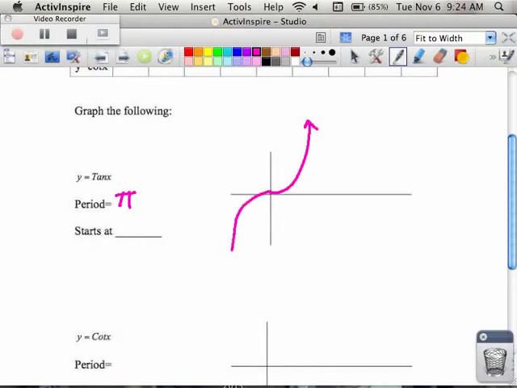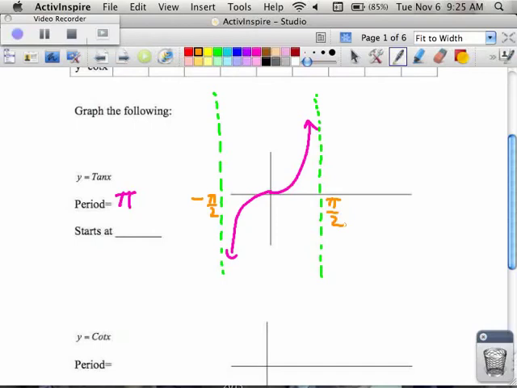So this is what the tangent looks like. And there will be an asymptote here and here. And these asymptotes are going to be located at negative pi over 2 and positive pi over 2. And the space between negative pi over 2 and positive pi over 2 is 1 full pi. That's how they get the pi for the period.